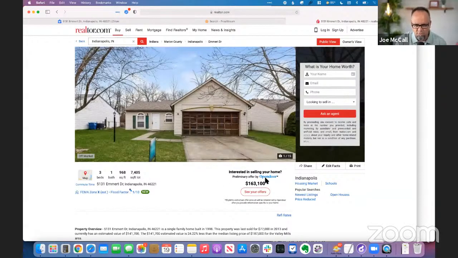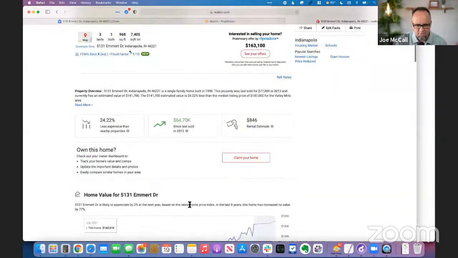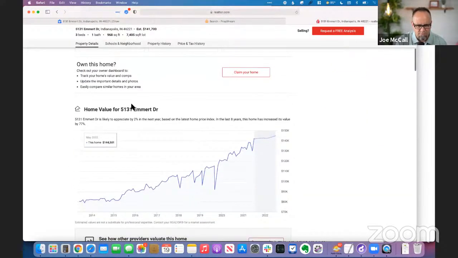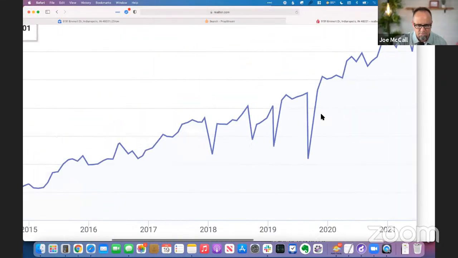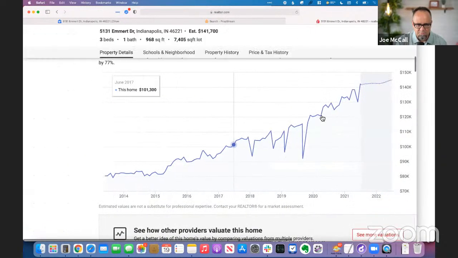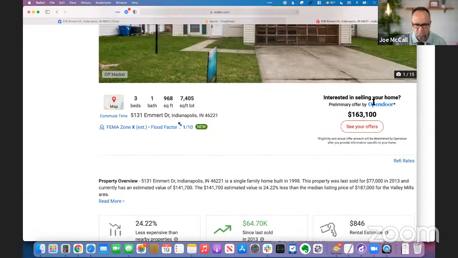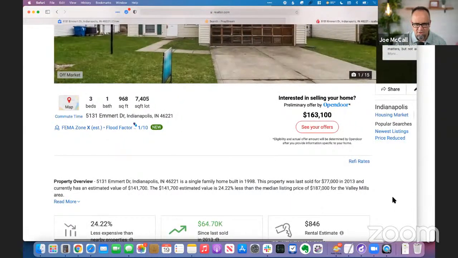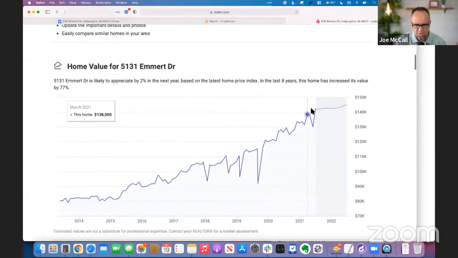Open Door will give you an offer for 163,000. Is that a good estimate of value? Yeah, maybe. Let's see what else we can see here. Home value for here. Now, this might be hard to see. Let me try to zoom in a little bit. This is, by the way, why you should never trust these things you see by these big companies here. They're saying they'll offer 163, but they're also saying here it's worth today 142,200.